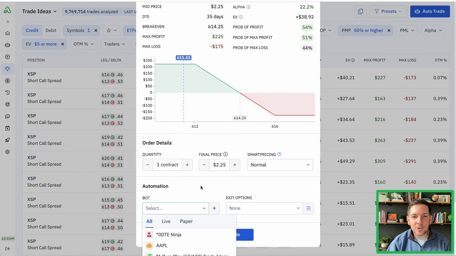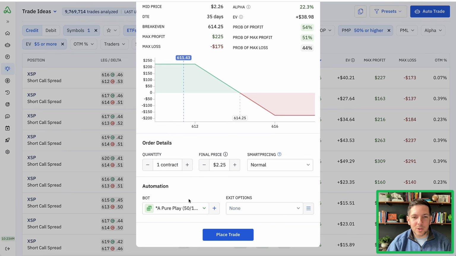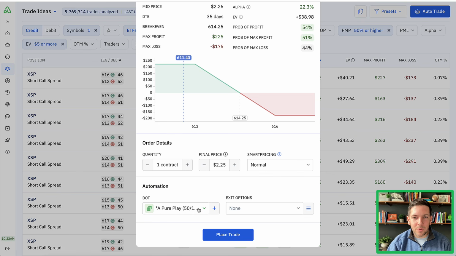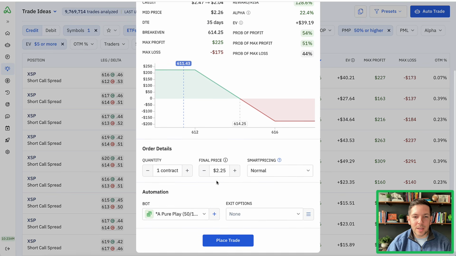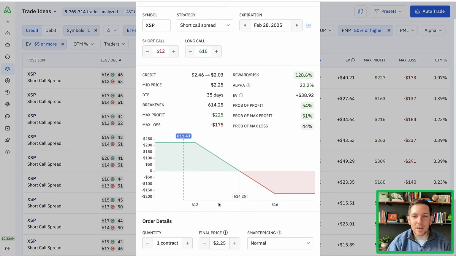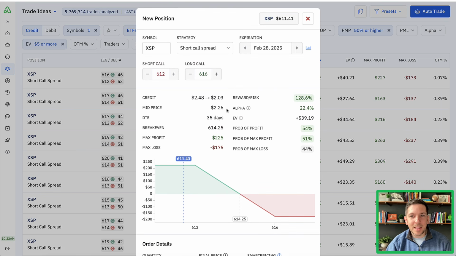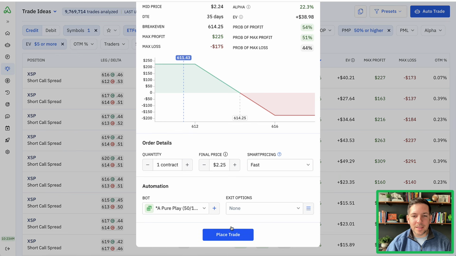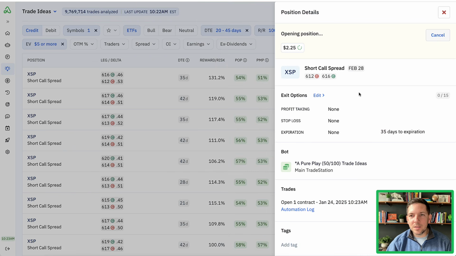So if you find a trade opportunity like this, and I usually set these into different types of bots, then you simply select the bot that you're going to throw that trade into. In this case, I'll throw it into my pure play bot, as I call it. This is where I find trades like this, and then just enter these trades manually if I find any trading opportunities. I'll set smart pricing to fast, and let's go ahead and try to place this trade and see if we can get into this position.